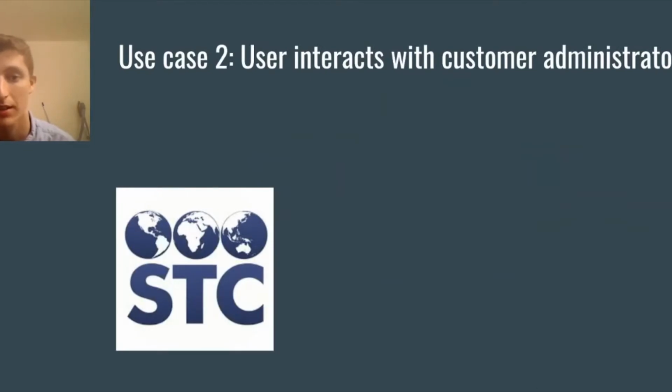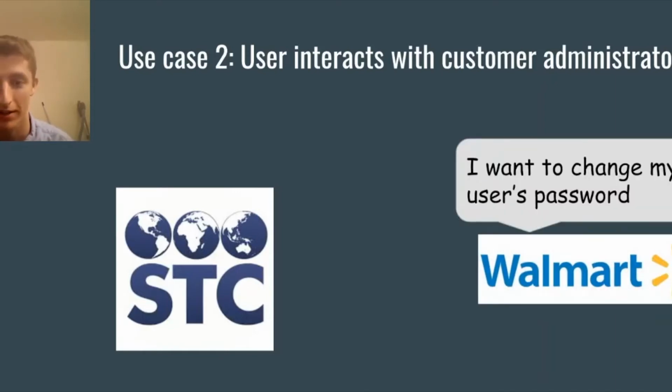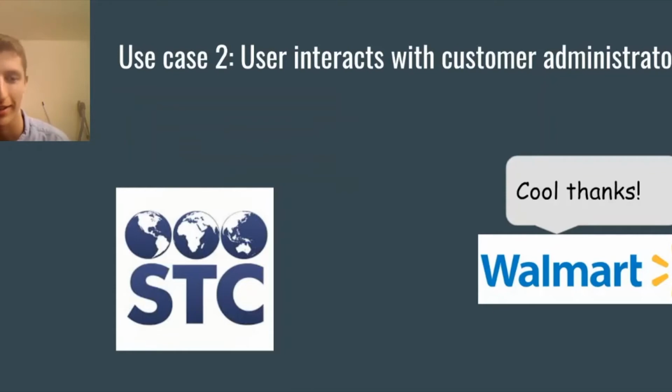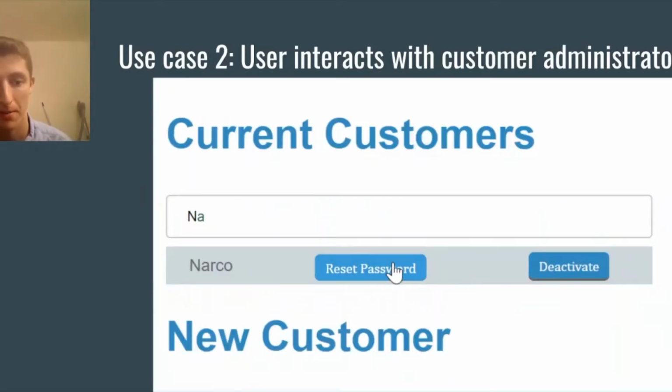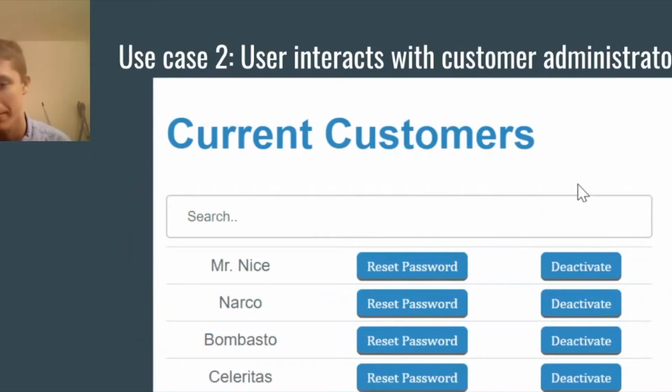Second use case, user interacts with customer admin. So a user comes to Walmart and wants to change their password. Walmart talks to STC, says, I want to change my user's password. STC says you can do that with our new tool. Say, cool, thanks. So that saves STC time because they don't manually type it in, and Walmart can just manage their own users. They go in, type in NA for narco, reset the password, and they're done.